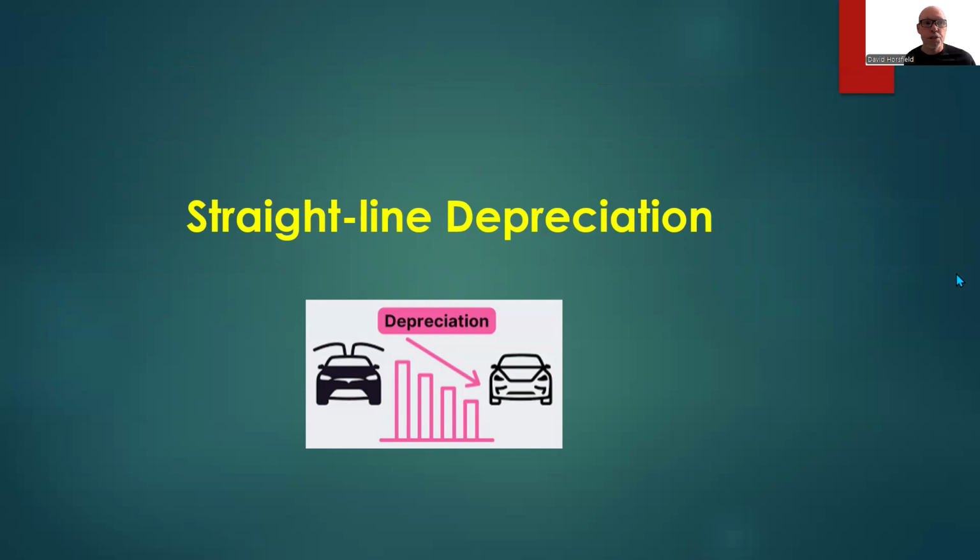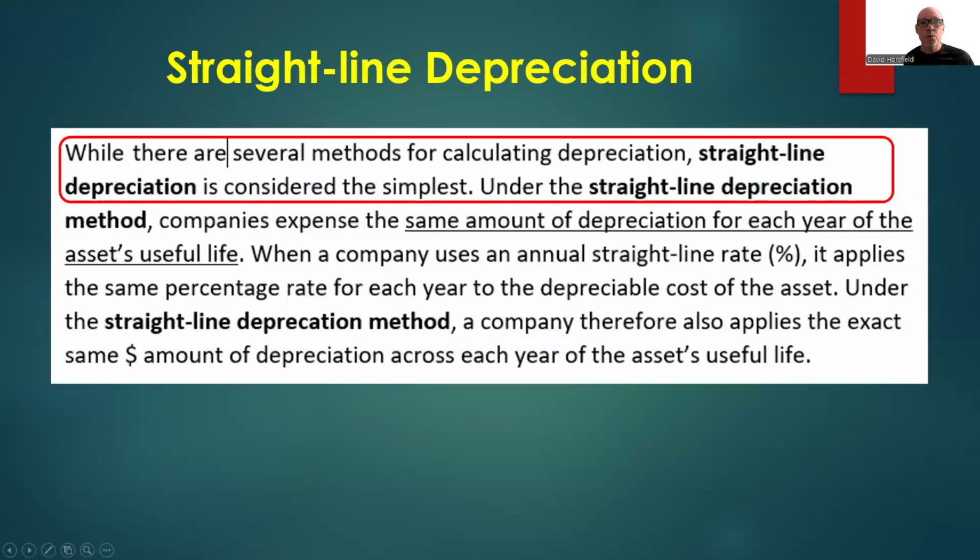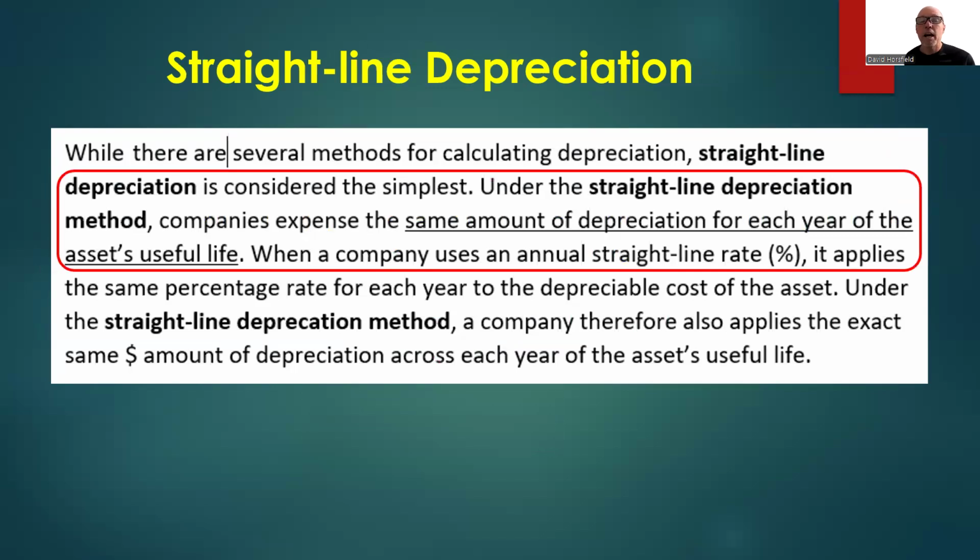The straight line depreciation, it's got a straight arrow, straight line for straight line depreciation. Here's where we start to unpack straight line depreciation. While there are several methods for calculating depreciation, good news for us, straight line depreciation is considered the simplest. Under the straight line depreciation method, companies expense the same amount of depreciation each year for the asset's useful life. That's that straight arrow that was in that other image.